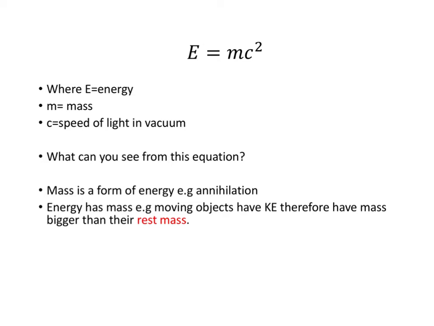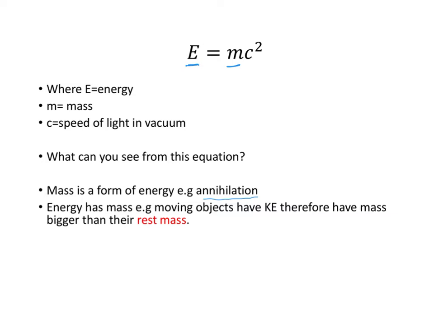It can be seen in two ways. When I say what do we see from this equation, well, we can see that energy is mass, and mass can also be seen as energy, so it's interchangeable. In one way of seeing it, mass is a form of energy, which can be seen in annihilation calculations, and then that energy has mass. We'll see that in the reactions later on.